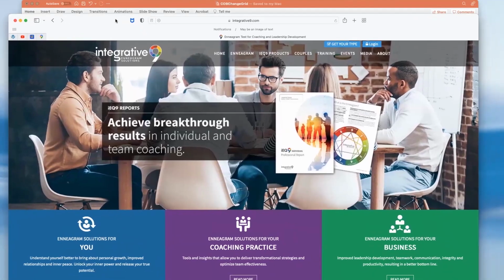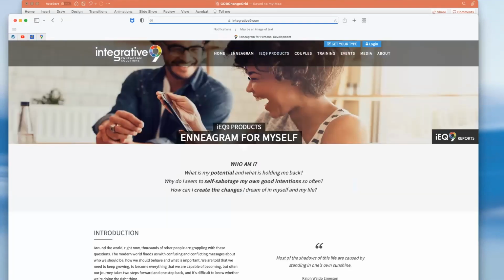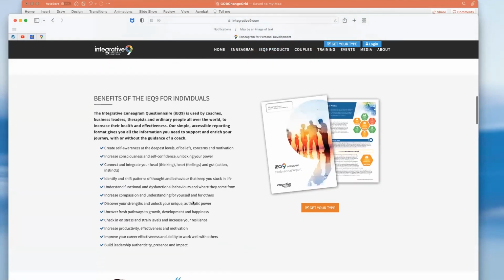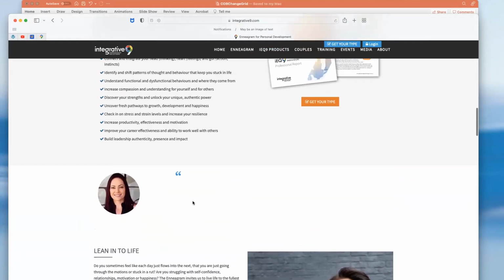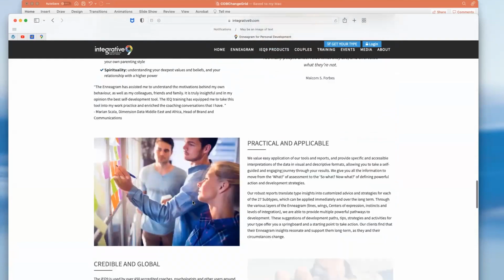Here's what their website looks like. Enneagram for myself. Go ahead. You sell it. Sell it, sell it, sell it. How much is it? I think it's about $60. They all seem to be under $100.